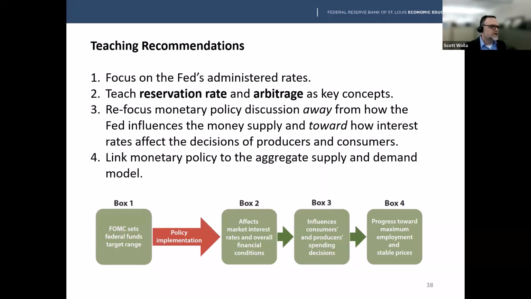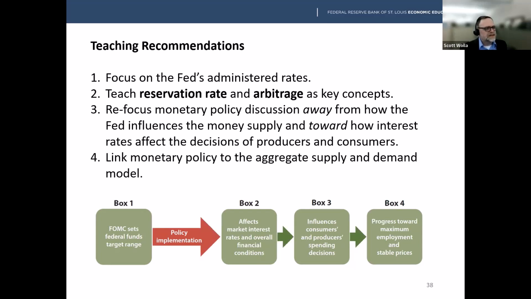And then number 4, link monetary policy to the aggregate supply and aggregate demand model. It's a natural way to talk about policy. The Fed's monetary policy works through aggregate demand. It's a demand-driven model, and so it's a great way to model this in the classroom.